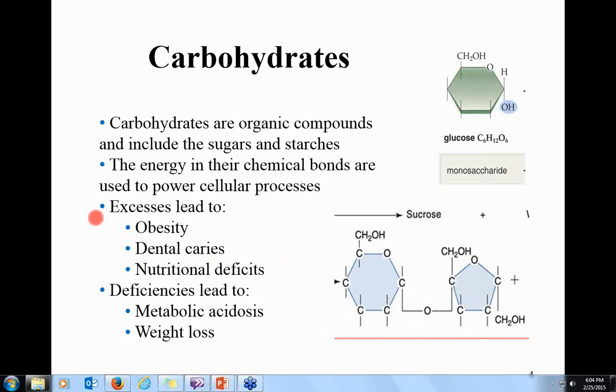If we come over to the bullet points here, excesses in carbohydrates, of course, can lead to obesity and cavities and some other nutrient deficits. In other words, if you eat too many carbs, you may not get enough fats and proteins. Deficiency can lead to metabolic acidosis, which is a lowering of the body's pH, which is not good, and weight loss, which can be good.